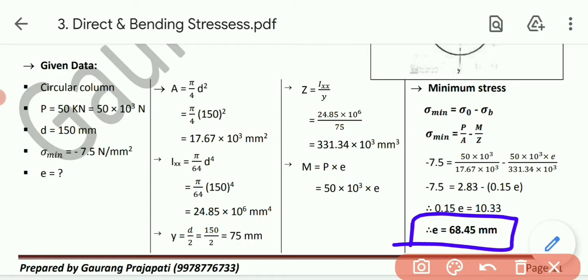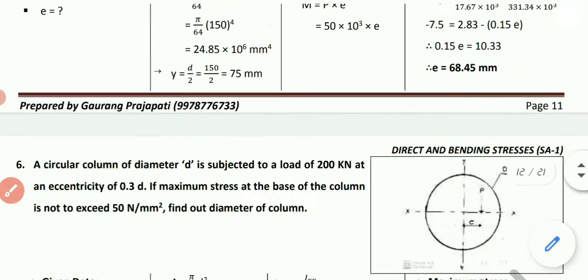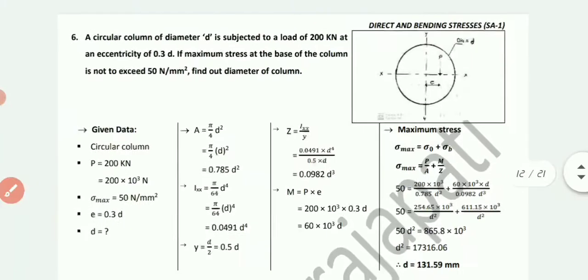So see, this is one of the variations of the examples in which, as I told you, either sigma max or minimum will be given, and you need to calculate either force or diameter or eccentricity like that. I have shown some of the examples over here. Now next sum.